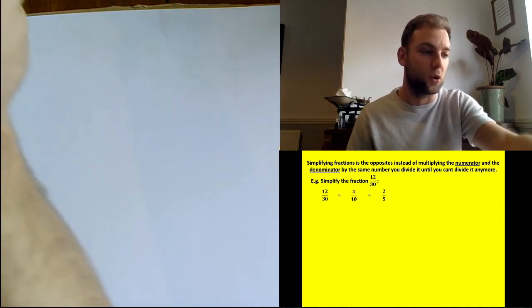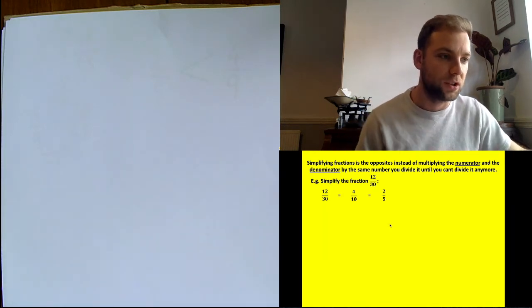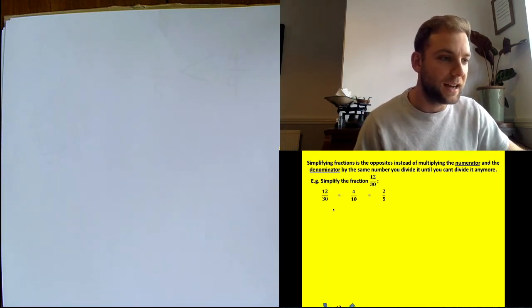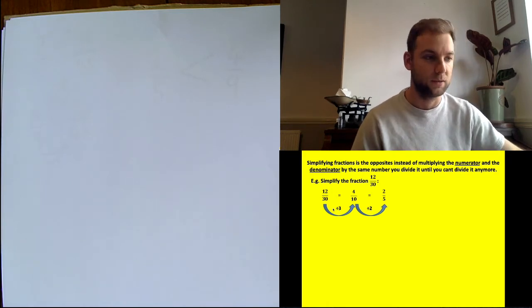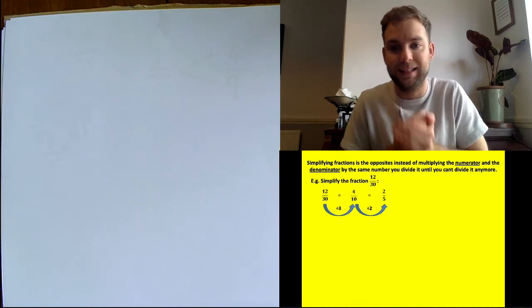Now we know that these are all equivalent, okay? But actually, simplify the fraction. Well, what have we done here? We've divided it by 3, and then we've divided it by 2. So we're cancelling it down until you can't cancel it down anymore.